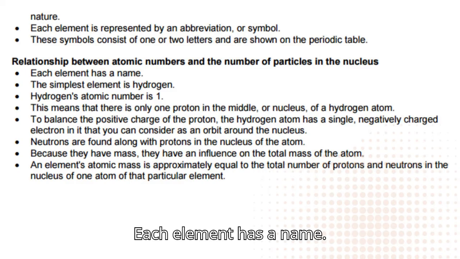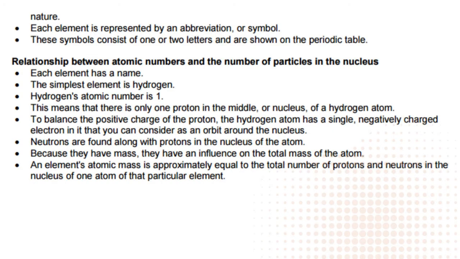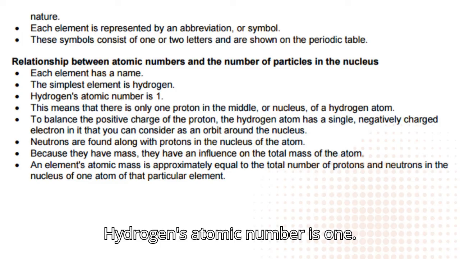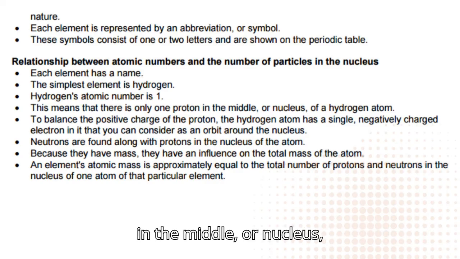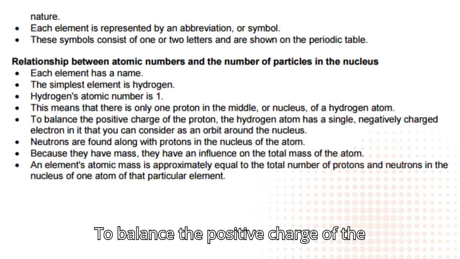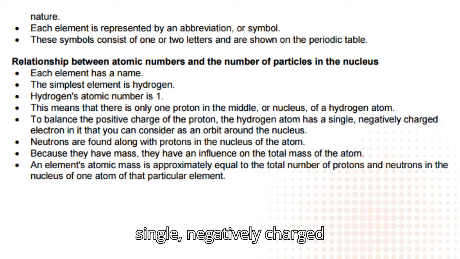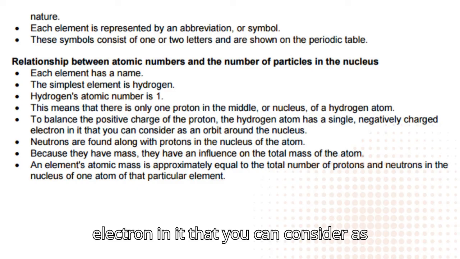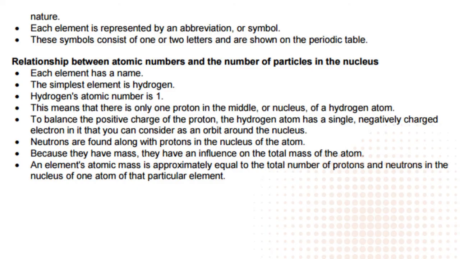Each element has a name. The simplest element is hydrogen. Hydrogen's atomic number is 1. This means that there is only one proton in the middle, or nucleus, of a hydrogen atom. To balance the positive charge of the proton, the hydrogen atom has a single, negatively charged electron in it that you can consider as an orbit around the nucleus.